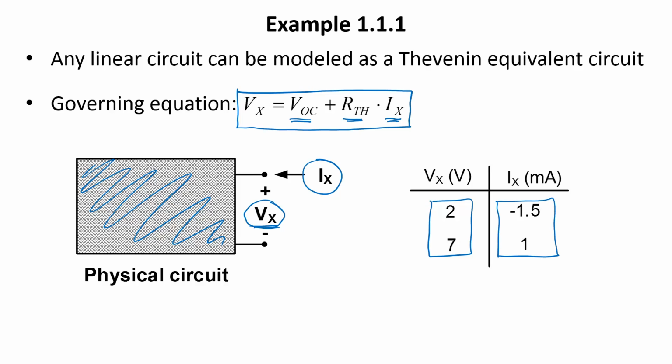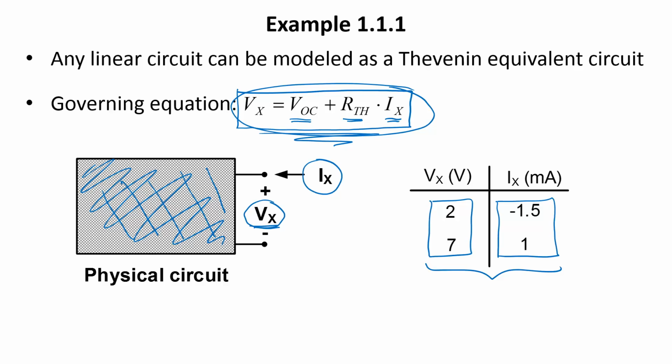Keep in mind the difference between the actual circuit that I'm testing and the model of the circuit governed by this equation. I don't actually build the Thevenin circuit. It's just a simple way to predict the behavior of the actual circuit. Now let's use this data to estimate the linear relationship governing the circuit behavior shown here.